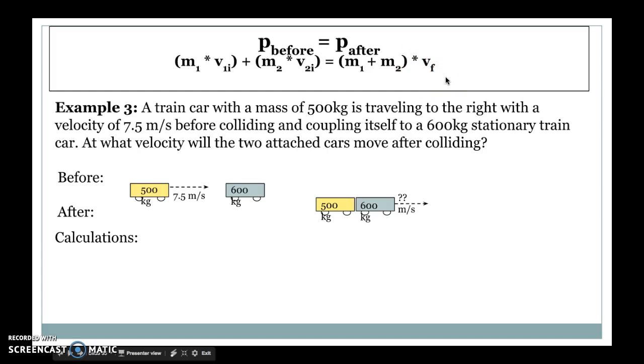So example 3 is a train car with a mass of 500 kilograms traveling to the right with a velocity of 7.5 meters per second before colliding and coupling itself, meaning it's going to stick together, to a 600 kilogram stationary train car. At what velocity will the two attached cars move after colliding? So if you look at the picture, you've got 500 kilograms moving to the right at 7.5 meters per second, 600 kilograms at rest. Then they couple together. So you've got a 500 kilogram and a 600 kilogram moving together at the end, and the final velocity is what we're looking for. So we're going to use that equation.